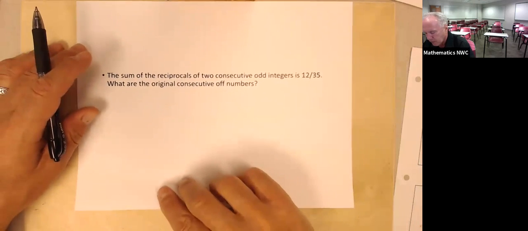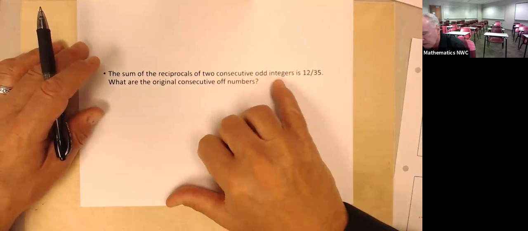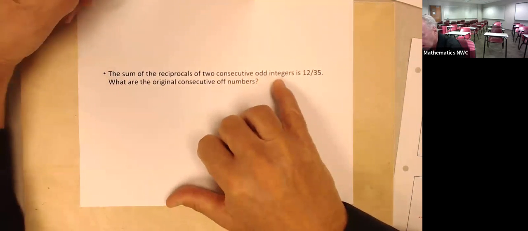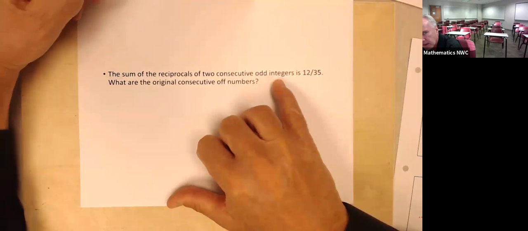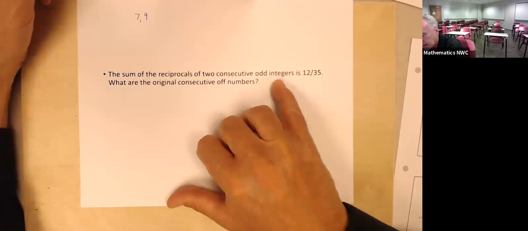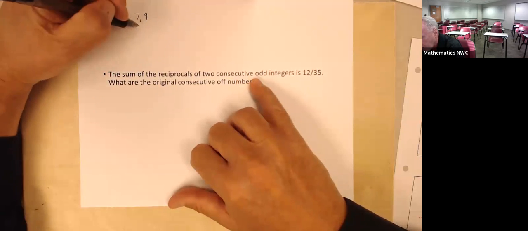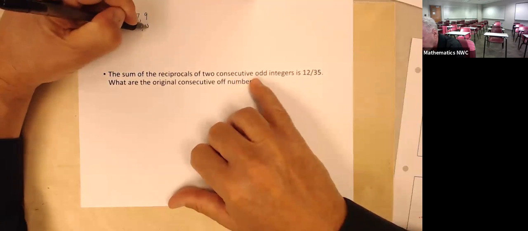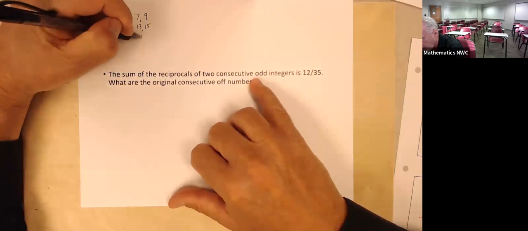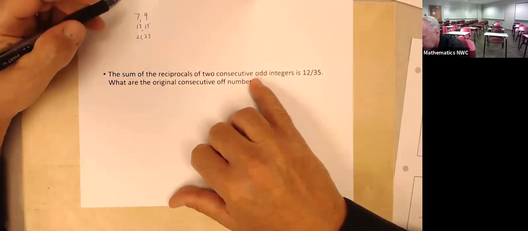And our last problem here. 2 consecutive odd integers. Well, let's just take an example first. 2 consecutive odd integers could be like 7 and 9. They're both odd, they're both integers, and they follow each other, consecutive odds. We could say 13, 15. We could say 21, 23. A lot of possibilities here.